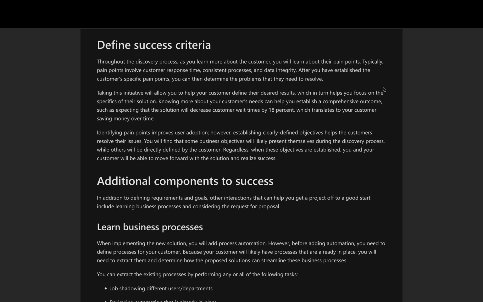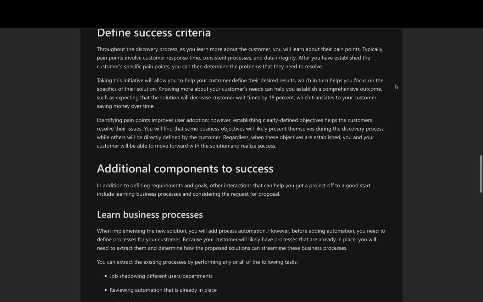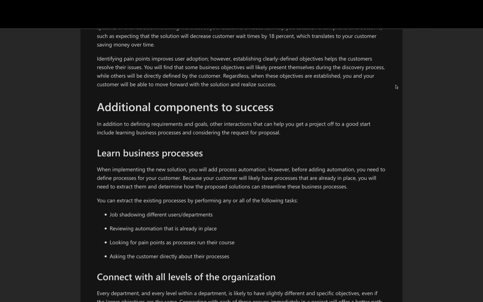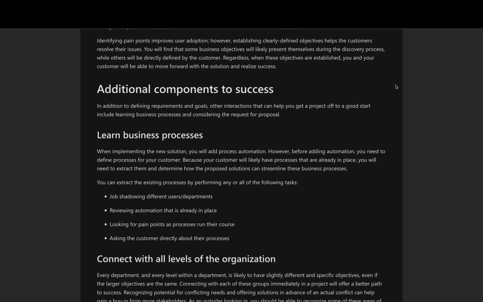Taking this initiative will allow you to help your customer define their desired results, which in turn helps you focus on the specifics of their solution. Knowing more about your customer's needs can help you establish a comprehensive outcome, such as expecting that the solution will decrease customer wait times by 18%, which translates to your customer saving money over time. Identifying pain points improves user adoption. However, establishing clearly defined objectives helps the customers resolve their issues.